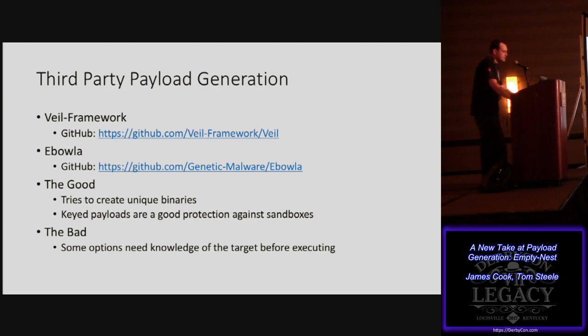But some of the bad parts are, right, you've got to know about your environment. You've got to know what you're targeting, or you might leave it up to chance that you're not in a sandbox, and then the VM's telling you there are the same cores or RAM. Also, the bad part is, from what I can tell with Veil and Ebowla, obviously you can't change the network. You're just modifying shellcode.